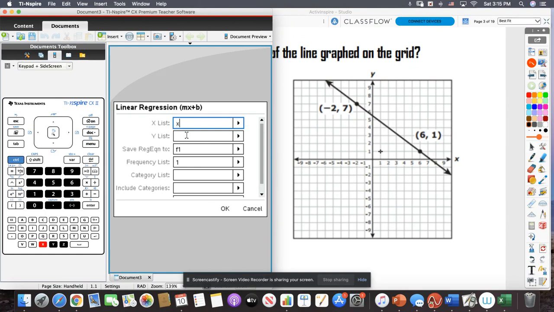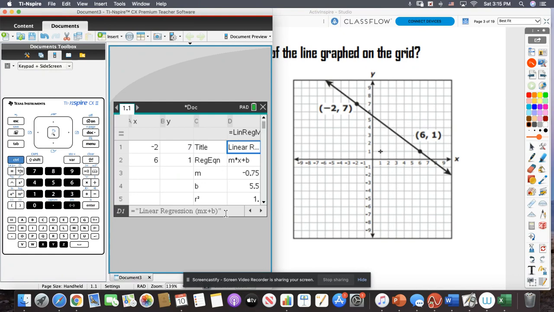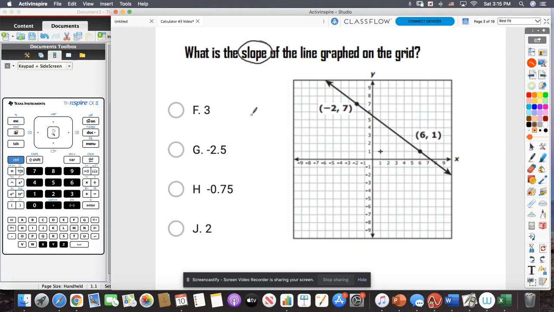Okay, again, this is the X column. This is the Y column. And it's putting it in the graph, which we're going to use later, but for now, we don't really need it. And then right here is my M, negative 0.75. Negative 0.75. There's the answer.